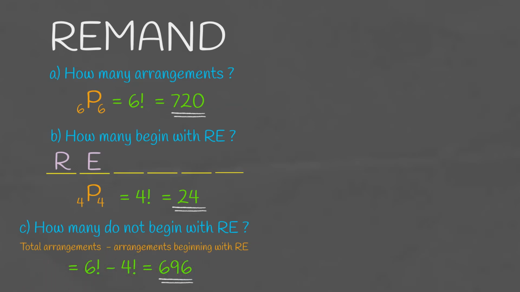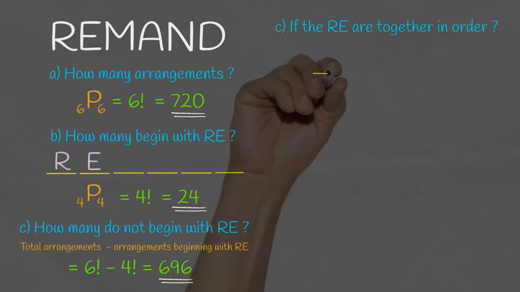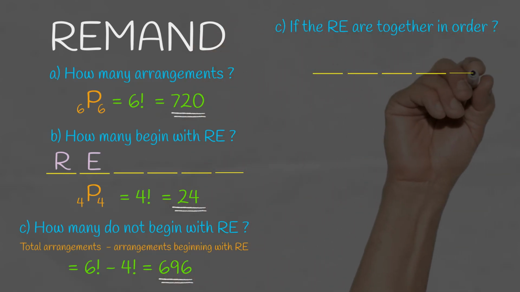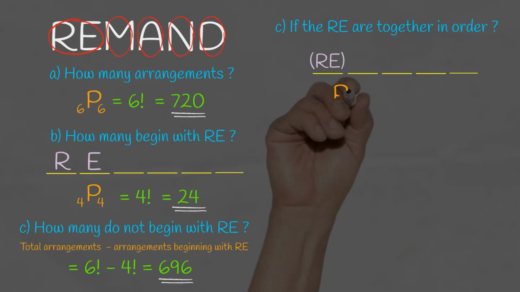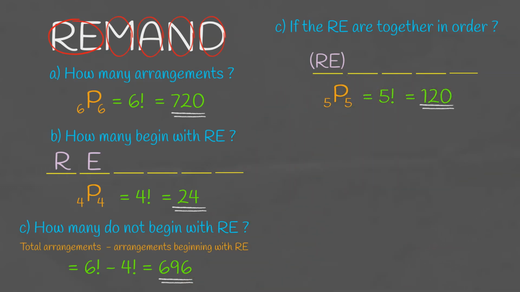So how many arrangements can we make if R and E are together in order? Basically, this means that we're taking RE as one unit, so there are 5 units, but the RE can be in any position. It could be in position 2, 3 or 4. So this effectively is the same as saying 5p5, which is 5 factorial, which is 120.